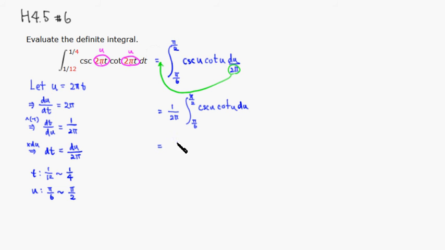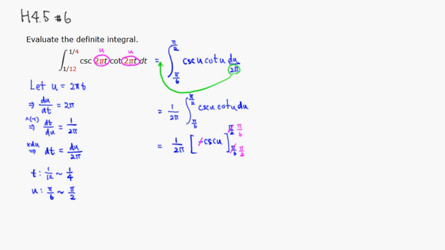Now we know how to find the antiderivative, so 1 over 2 pi times the antiderivative of cosecant of u cotangent of u, which is negative cosecant of u, going from pi over 6 to pi over 2. If you want, we can use this negative sign to switch the upper limit and lower limit. So let's do that. I'm going to cross out the negative and switch these two, so this is now pi over 2 and this is pi over 6.